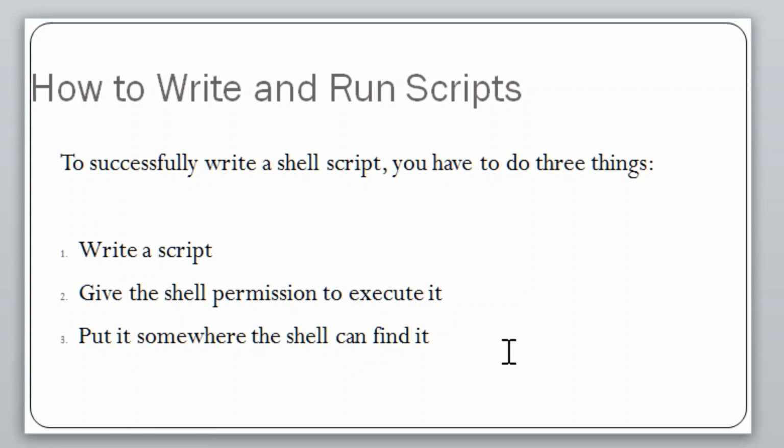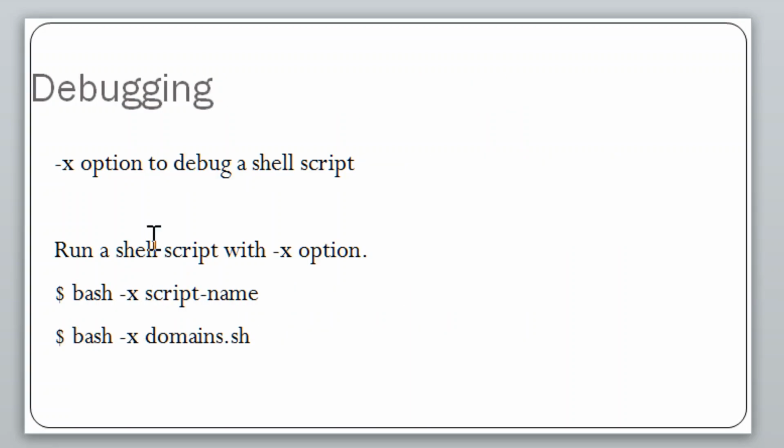So wherever that script is, you can't just say, hey, run this script if it's in a different directory, right? So you have to supply the full path if you're going to execute a script that's in a different directory. We're also going to talk about debugging. Use the -x option to debug a shell script. When you run a shell script with the -x option, you can do bash -x and the script name, such as domains.sh. I'll show you that real quick just to show you what it does.